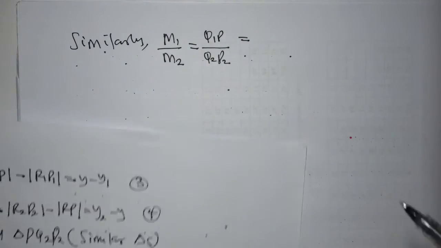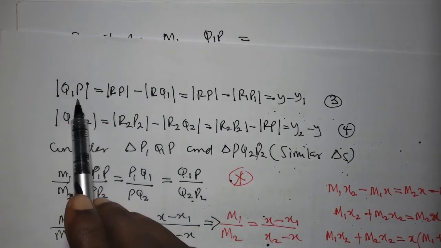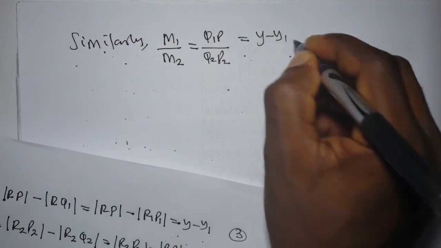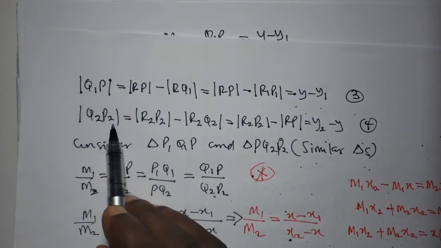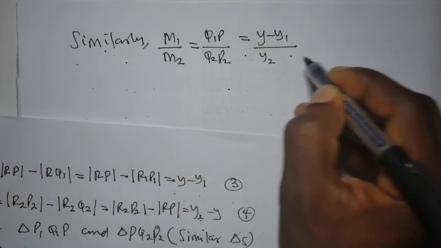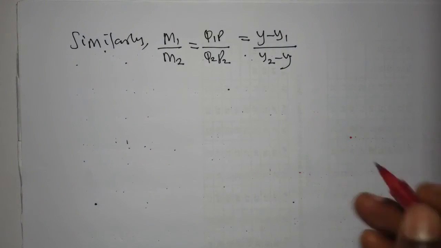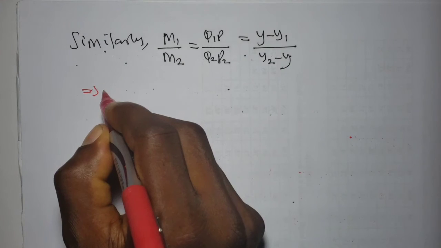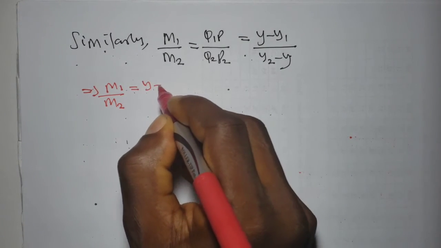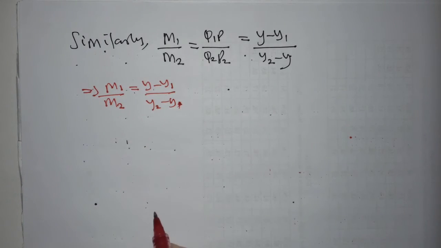And this is equal to what? So what is Q1P from here? Q1P is y minus y1 over Q2P2, which is y2 minus y. So once again, what we have here is M1 over M2 equal to y minus y1 over y2 minus y.